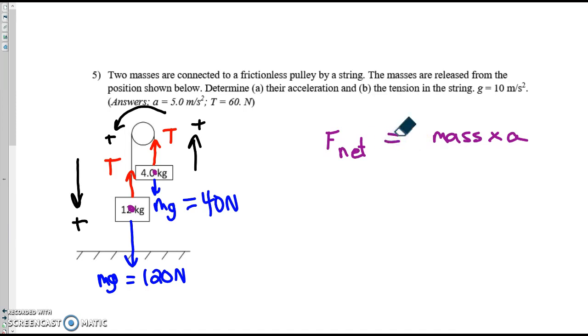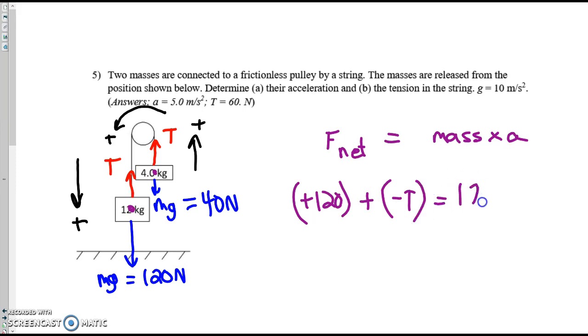For the first, let's choose this one as our first object. We've got the mg pulling down, but it's pulling in the direction of motion, so that's a positive force. Positive 120. And then tension is pulling up. That's against the motion, so that's a negative force. The mass of this object is 12, and the acceleration is a.